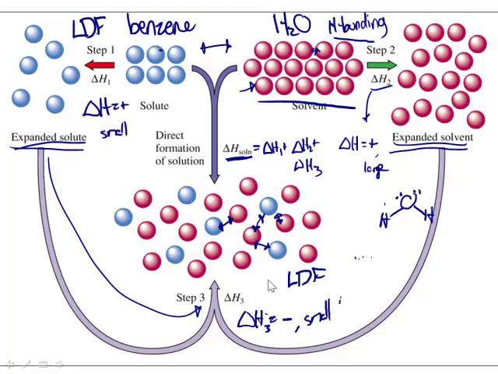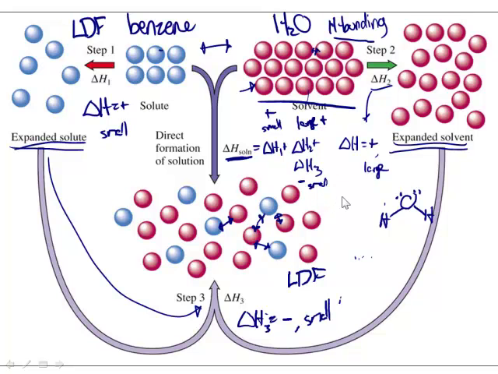So if we look at the overall process, the overall heat of solution, if we're using water as our solvent and benzene as our solute, delta H1, this term here, is small. Delta H2, this term here, is going to be large, and it is positive. And delta H3 is going to be negative and is going to be small.